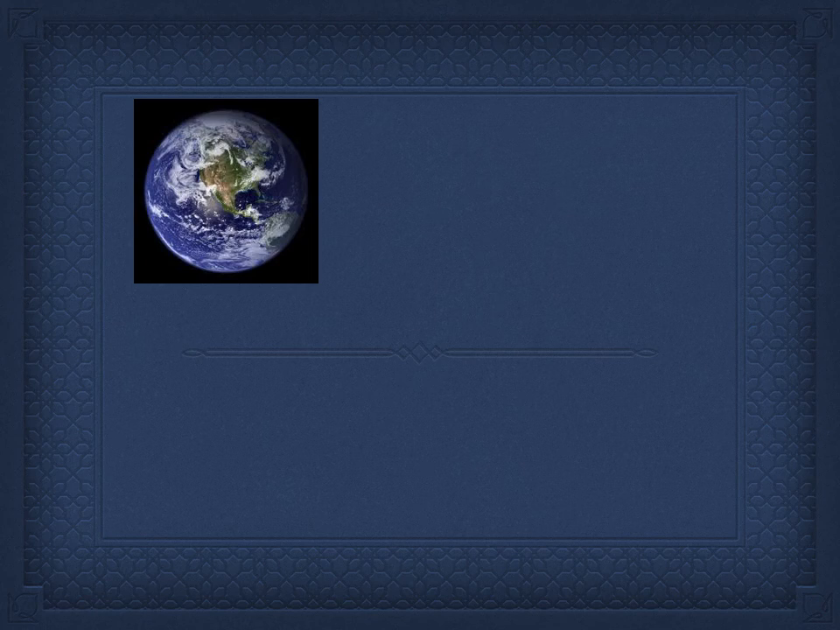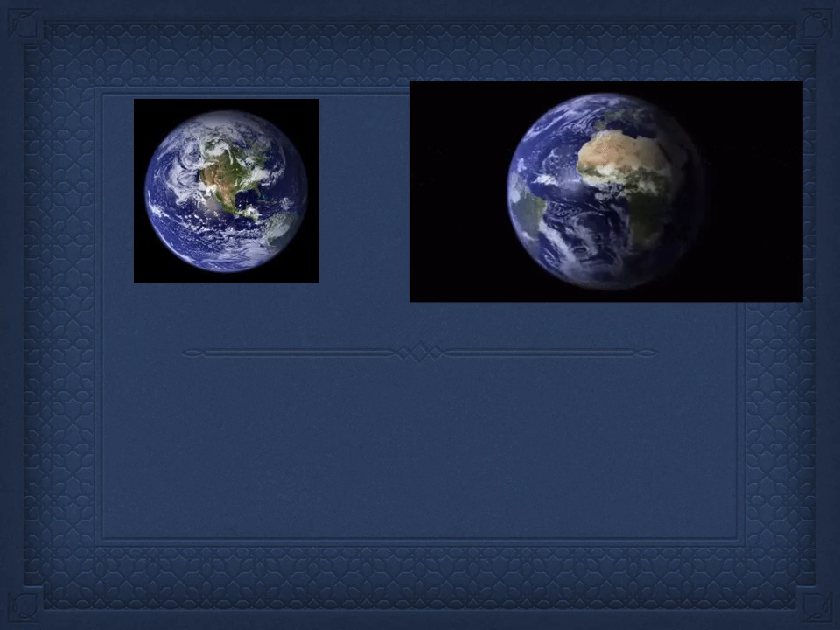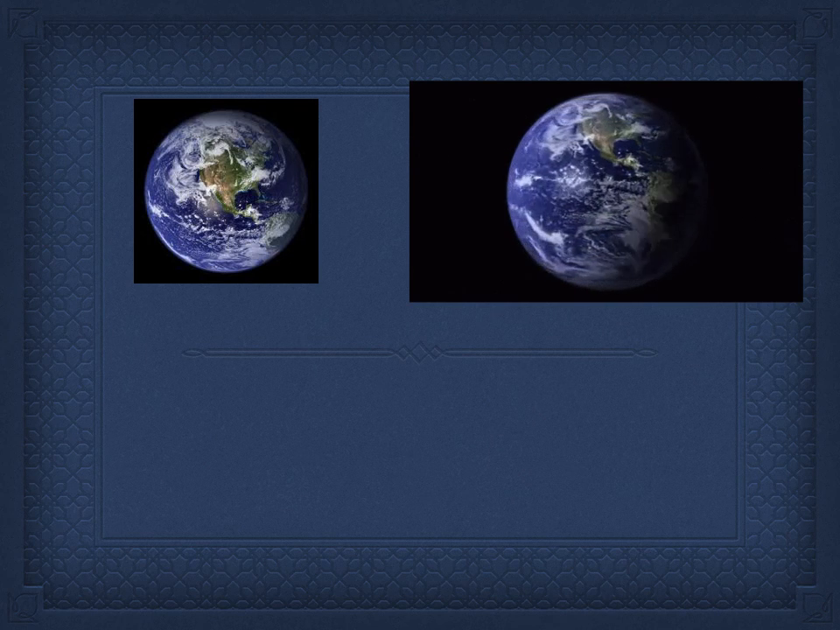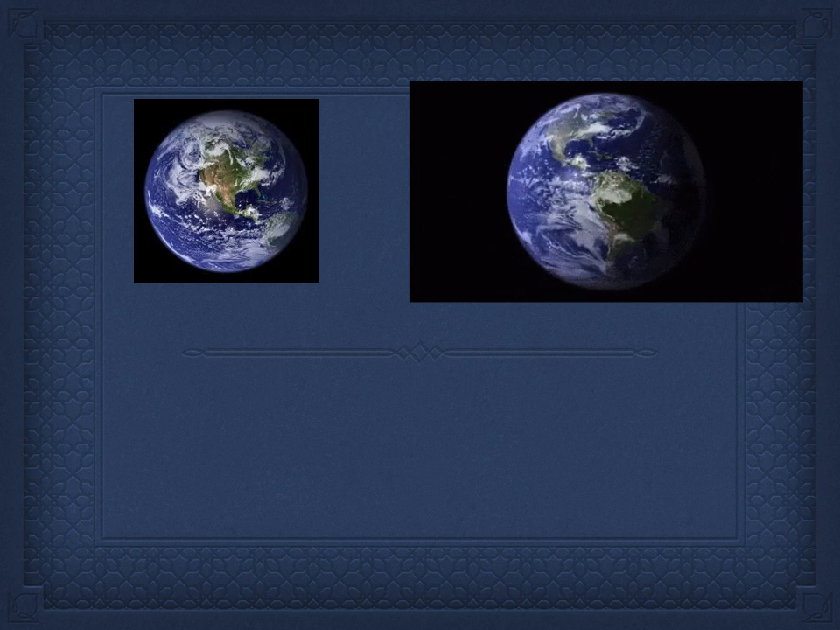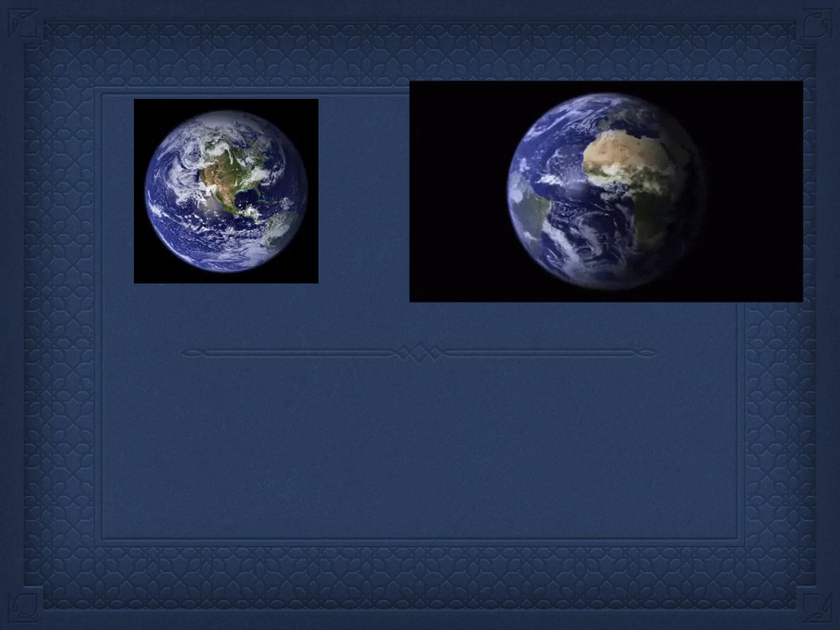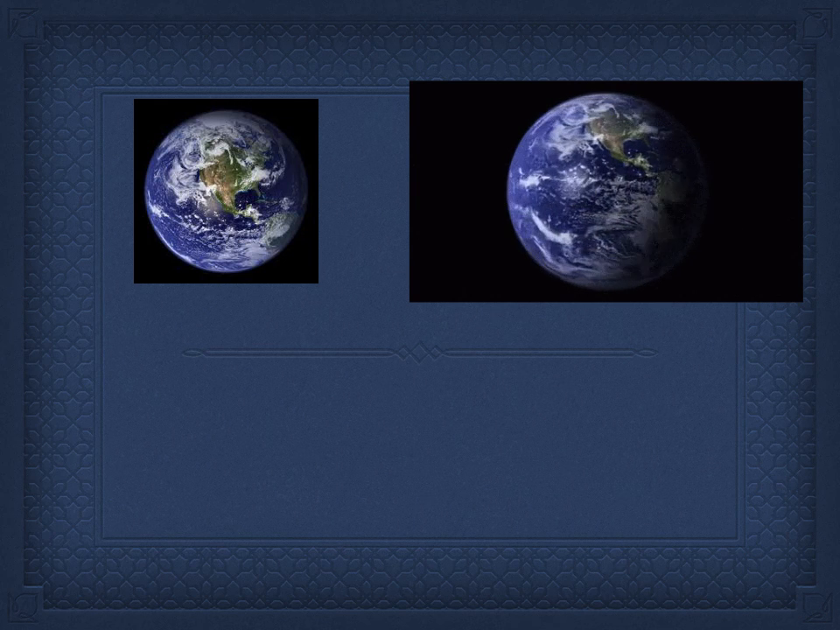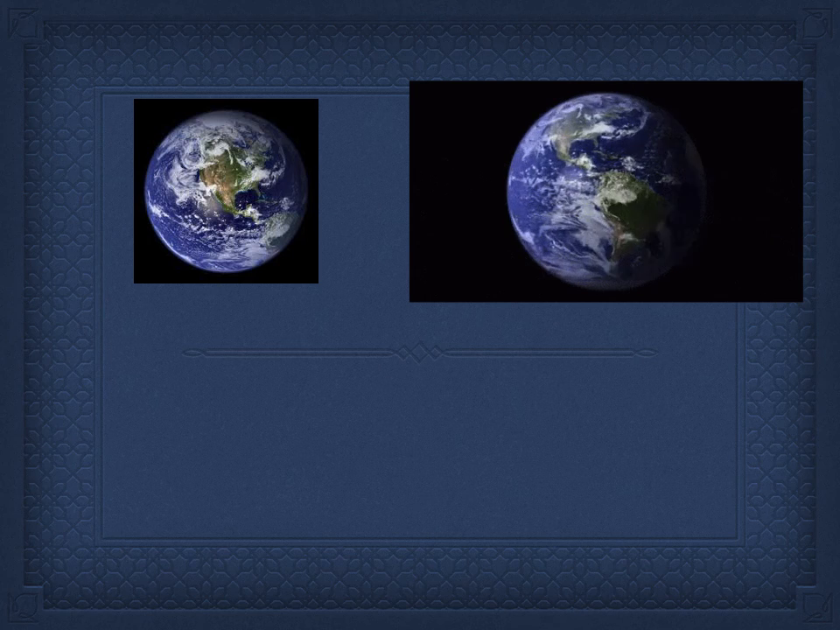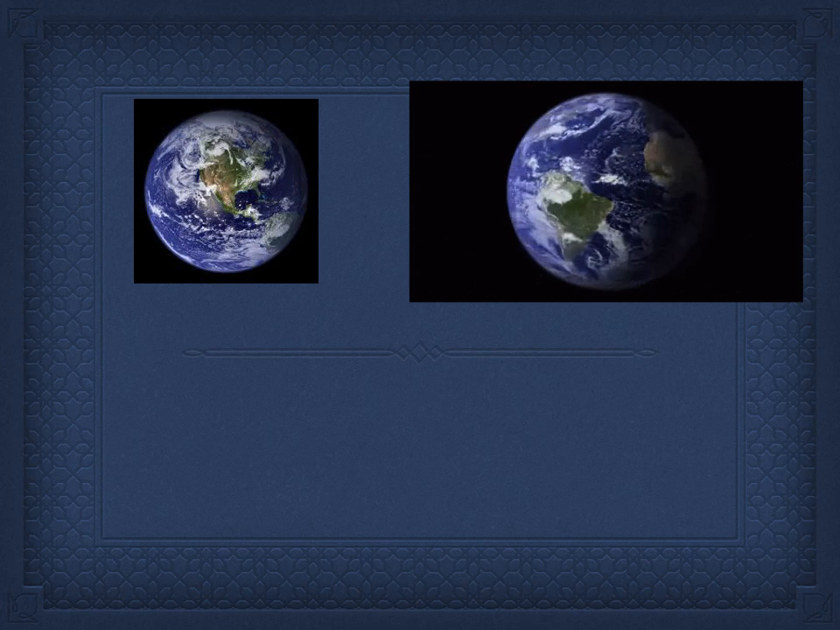Now we shall see the variations in the value of g. Will the value of g be the same everywhere on the surface of the Earth? The answer is no. As you can see in the picture, the reason is that the shape of the Earth is not exactly spherical, and so the distance of a point on the surface of the Earth from its center differs somewhat from place to place.